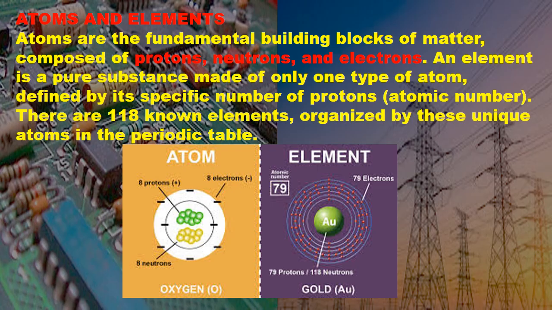So conduction of electricity or non-conduction of electricity is determined by the atomic structure and the atom of a single element. So let's look at this one. Atoms are the fundamental building blocks of matter, composed of protons, neutrons, and electrons. So an element, like any element, has atoms. In the atom, we have protons, neutrons, and electrons.